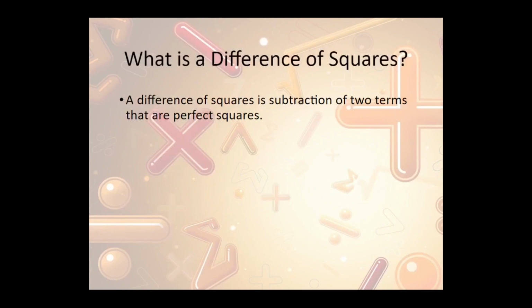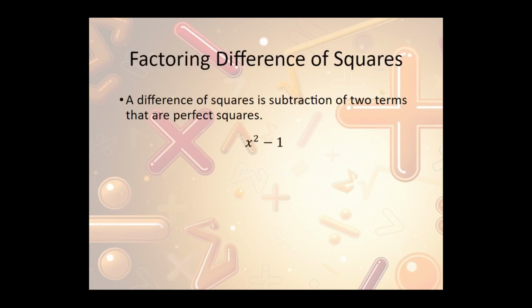So what is a difference of squares? A difference of squares is subtraction of two terms that are perfect squares. For instance, x squared minus 1. Remember, difference means subtraction, so it's got to be subtraction. And each of these numbers needs to be a perfect square. We know that x squared is the quantity x to the second power, and 1 is just 1 squared. So this is a difference of squares, and this would be an example.